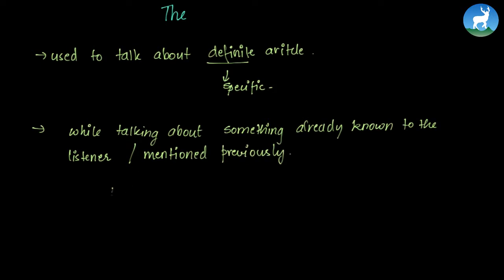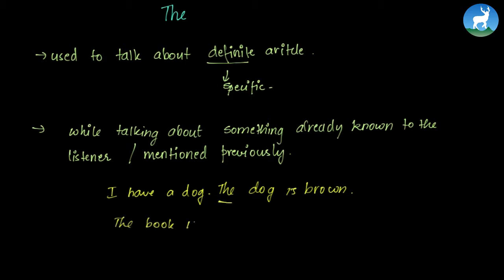For example, I have a dog. The dog is brown. So I have a dog. You've already mentioned that you have a dog. And again, when you mention the same dog, you say the dog is brown. The book is very heavy. You've already mentioned the book before.